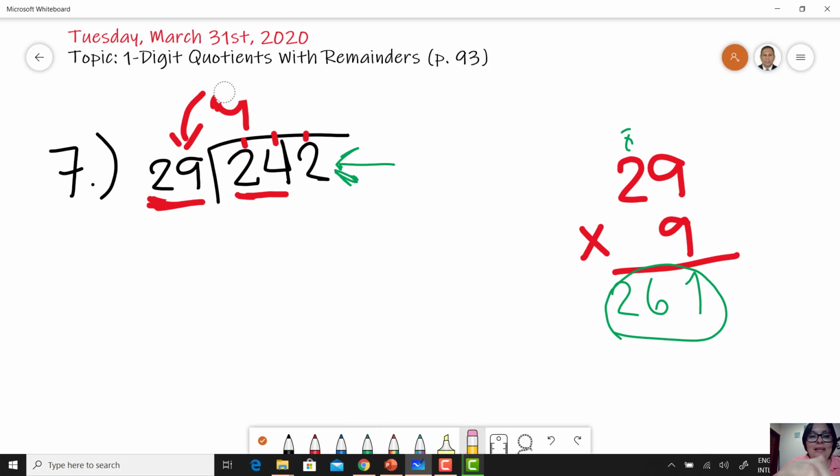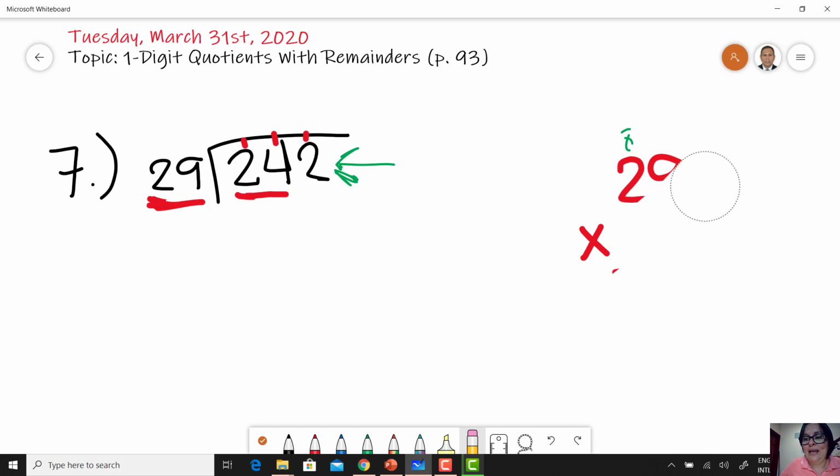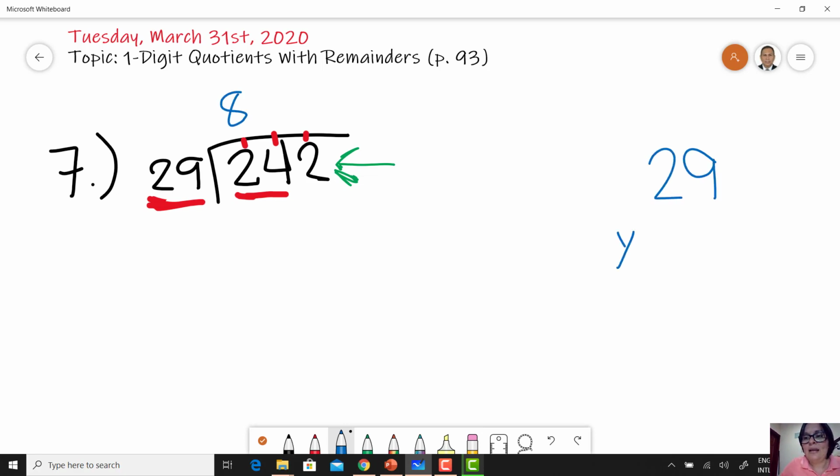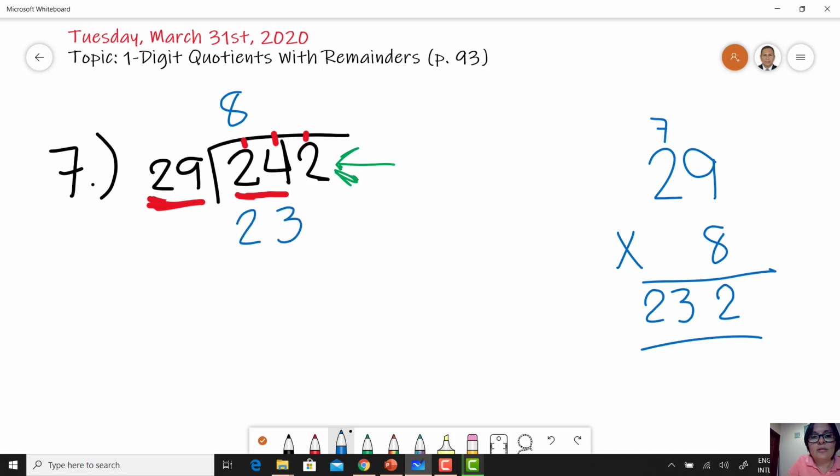So that means that in here we have to use a less number. A number less than 9. So let's try with 8. So we are going to multiply 29 times 8. 8 times 9, 72, excellent. 2 in here and 7 in here. 8 times 2, 16, excellent. Plus 7, 23. Okay, so we are going to use 232, and this number we can use it because it's less than 242.